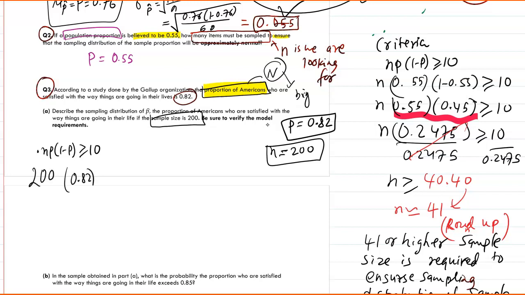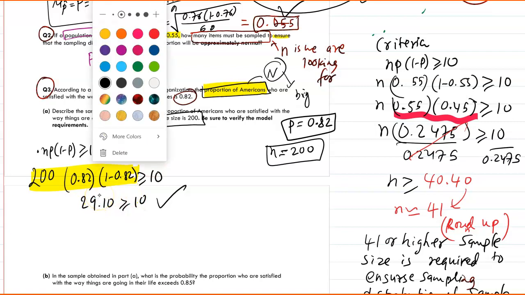0.82, 1 minus 0.82 is greater than or equal to 10. I put all this value on this inequality, and I'm going to put everything in the calculator. You guys try. Put everything in the calculator. The number on the left gives you 29.10, which is greater than or equal to 10, therefore verified. Okay, the first criterion is satisfied. Makes sense? How about the second criterion?